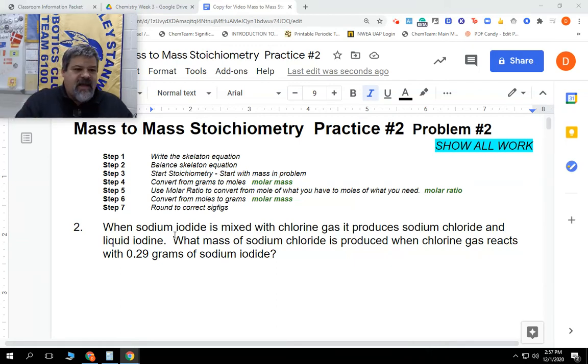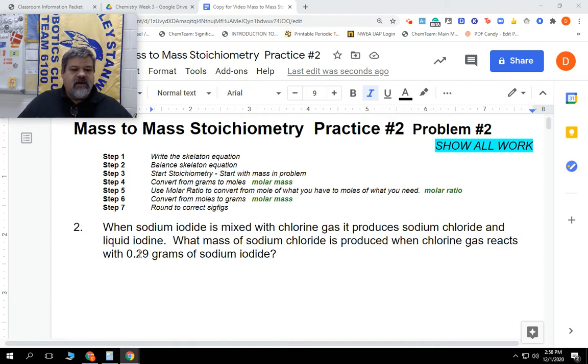Hey, we're going to do math stoichiometry. Yes, practice sheet number 2, problem number 2. So here's the problem right here, and here's the steps that we're going to take in order to get through our stoichiometry question. So it says, when sodium iodide is mixed with chlorine gas, it produces sodium chloride and liquid iodine. What mass of sodium is produced when chlorine gas reacts with 0.29 grams of sodium iodide.